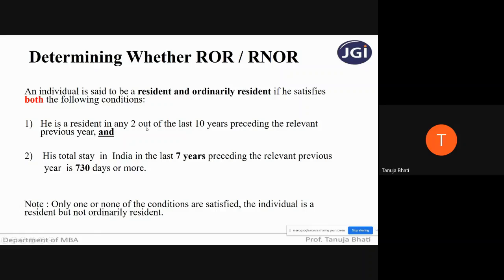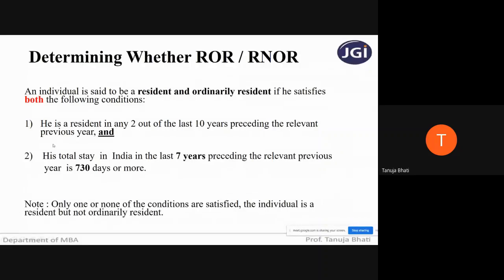If he satisfies either one or none of the conditions, he is said to be resident but not ordinarily resident. So we'll quickly read this. An individual is said to be resident and ordinarily resident, that is ROR, if he satisfies both. Remember this word: he is said to be ROR if he satisfies both. When I say both, it means the first and second conditions should both be fulfilled, then he is ROR.